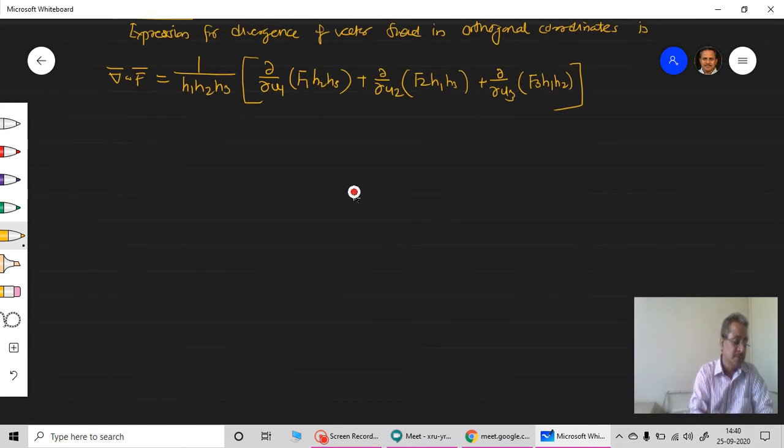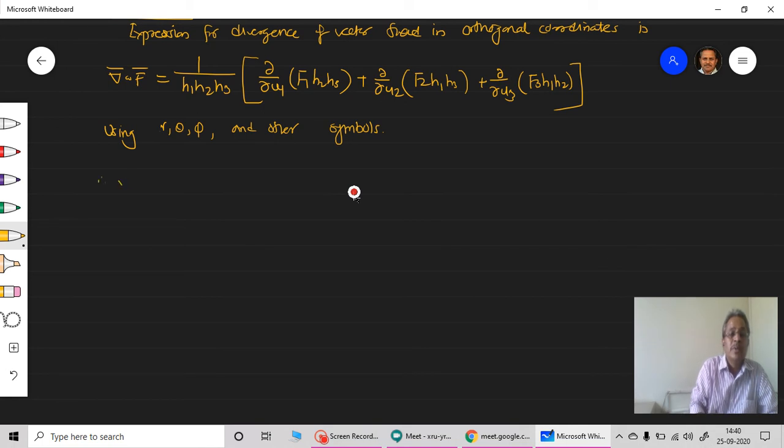Now let's use this. Therefore we'll get del bar, using all these u1 u2 u3, f1 f2 f3, then h1 h2 h3, using r theta phi and other symbols, that means metric scale factors as well as coordinates and so on. So let's go for this.